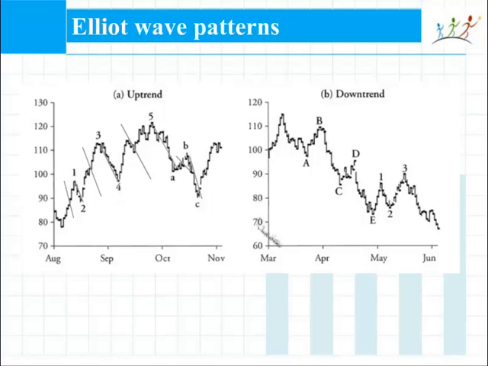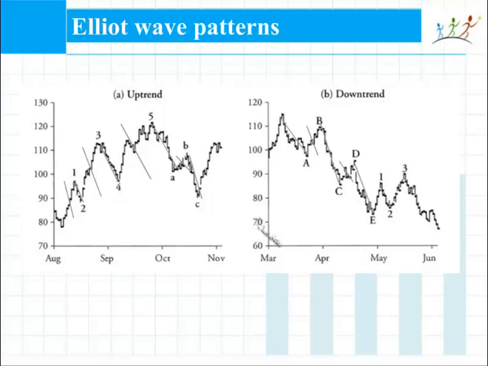Whereas in the case of a downtrend, see that the down movement will have 5 waves, whereas the up movement will just have 3 waves. So let's see how a downtrend happens according to the Elliott wave theory. So this is the first wave in a downtrend, second wave, third wave, fourth wave, fifth wave. So there are 5 down waves and there will be only 3 in the uptrend.